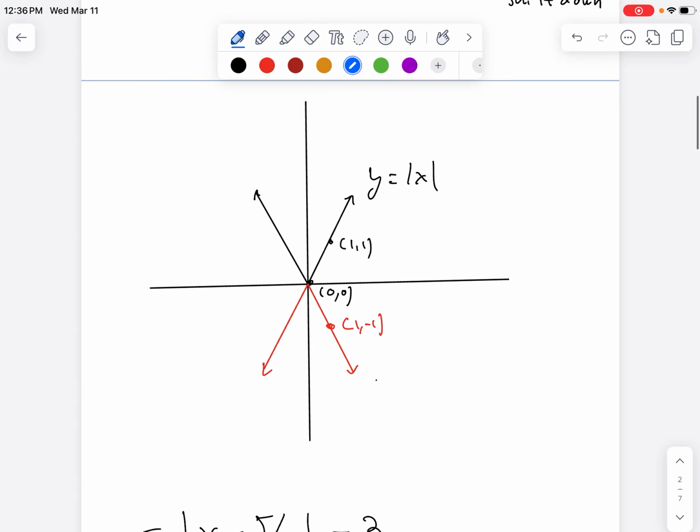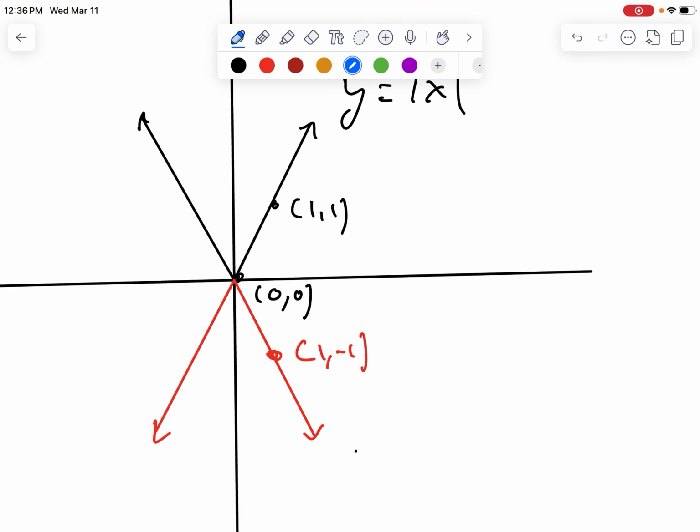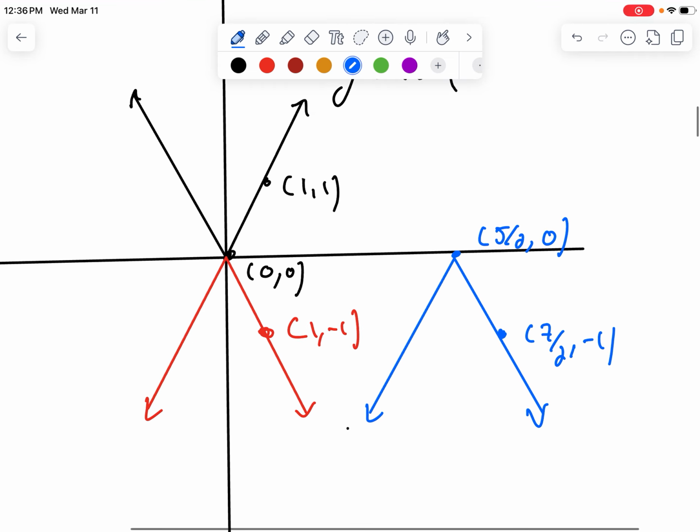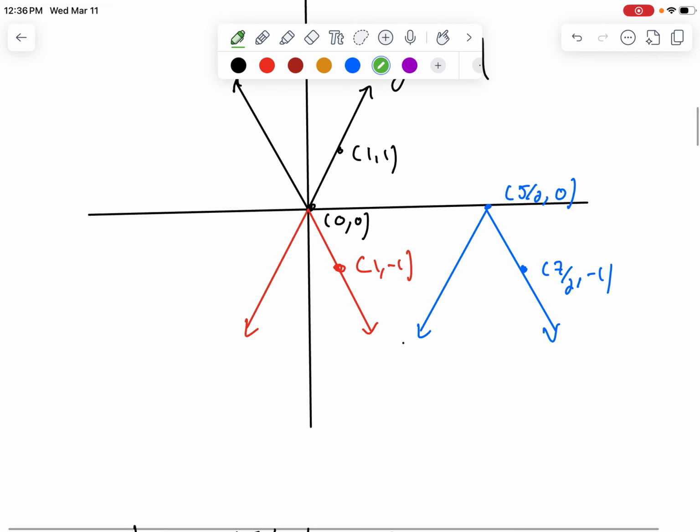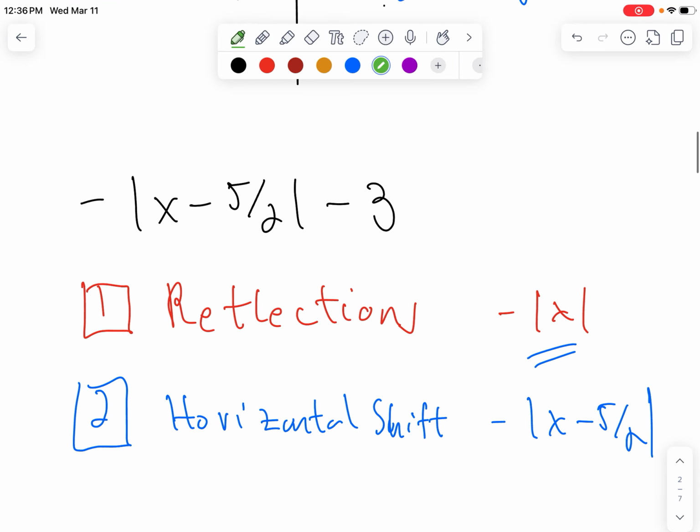So going back to my graph, starting with the red one, I'm going to take that 0, 0 and move it over 5 halves units to the right. That affects the x values. So 0, 0 becomes 5 halves, 0. I just added 5 halves to the x value. The y value stays the same. 1, negative 1 becomes 7 halves, negative 1. And your graph looks something like what I'm drawing out here. There we go.